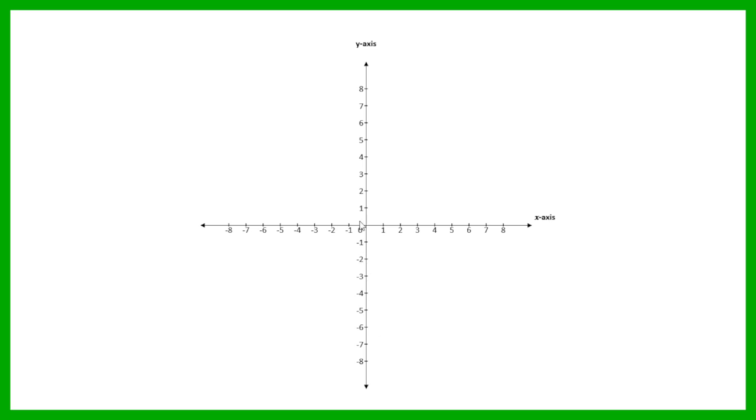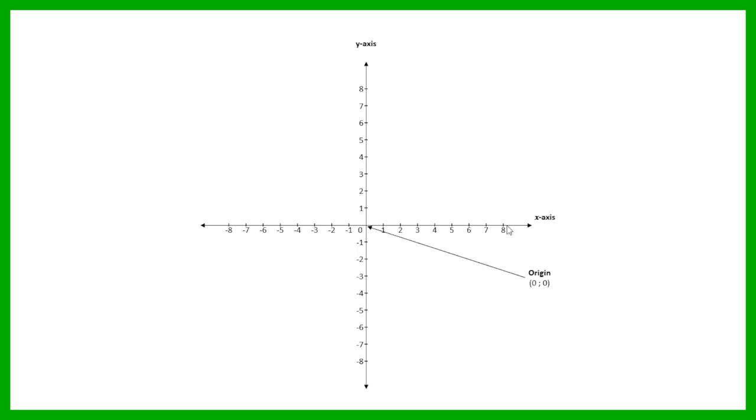The origin is the point where the two axes intersect, where they cross over each other. So this is the origin over here. And this is the point where x and y are both equal to zero. So if we write that as an ordered pair, then the x value is zero and the y value is also zero. So that is our origin over there, which means that everywhere along the x-axis, it's intersecting with where the y-axis is equal to zero.